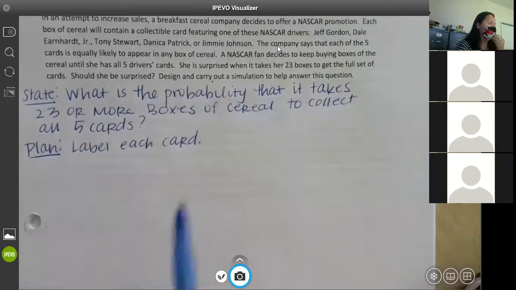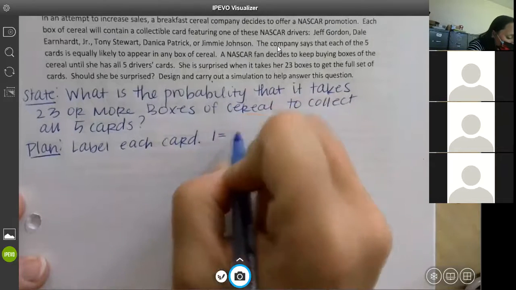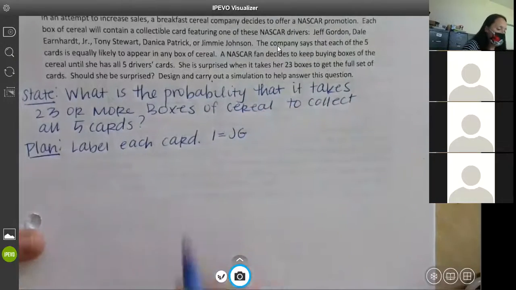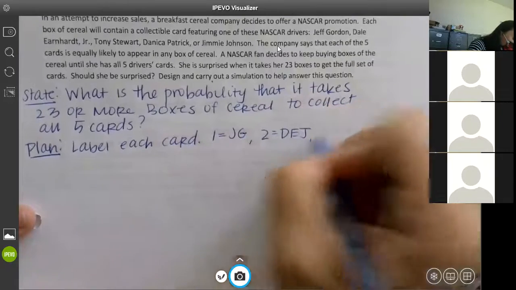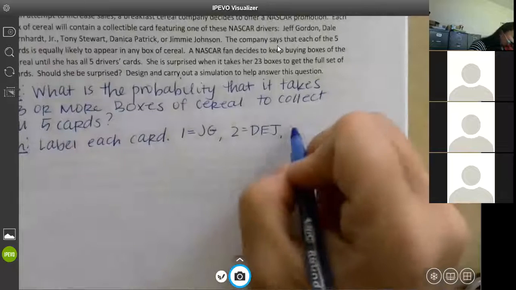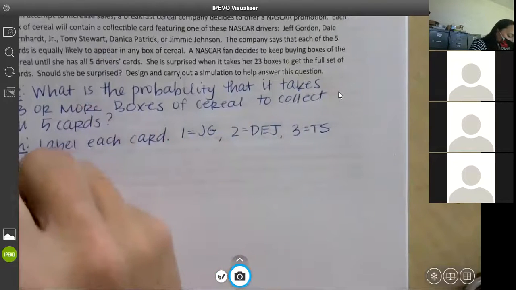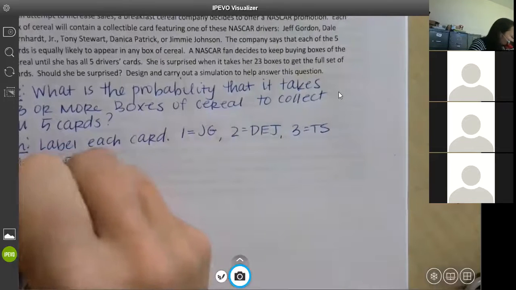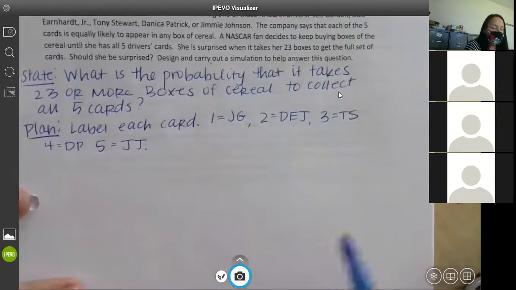Okay. So on this one, we label each card. What are we labeling them? Who is one? And you can just do this. One is JG. Two is Dale Earnhardt Jr. Three is Tony Stewart. If we run out of time, just come back in. Four is Danica Patrick. Five is Jimmy Johnson.